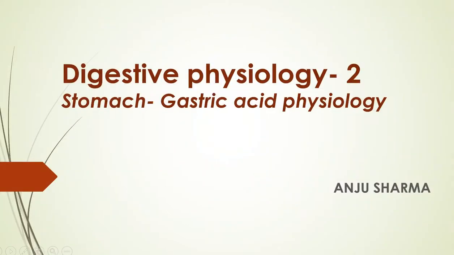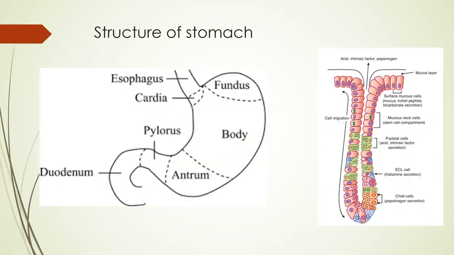Hello everyone. In digestive physiology, this is the second lecture, in which we'll see the structure of the stomach and gastric acid physiology. So let's first see the structure of the stomach. This image is showing the parts of the stomach. This is the esophagus joining the stomach, and the part surrounding the lower esophageal sphincter is called the cardia. This is a very small segment of the stomach which does not have any function per se.